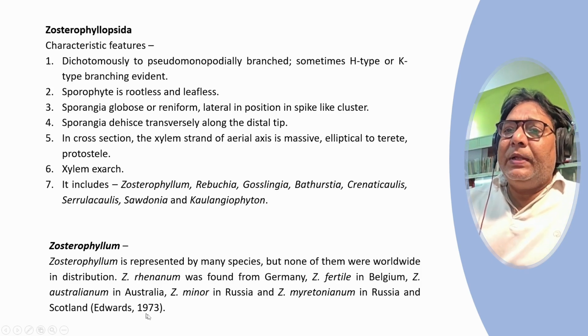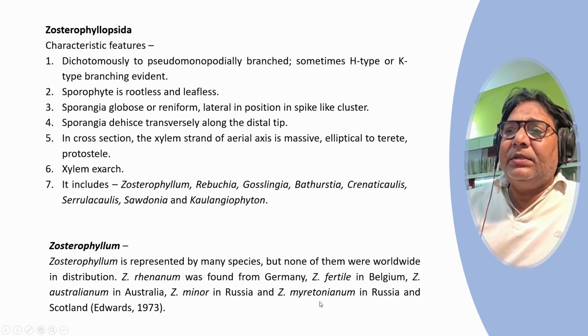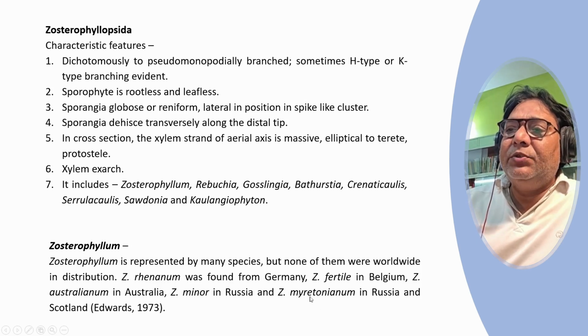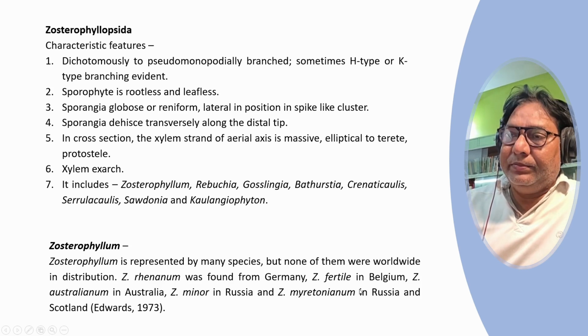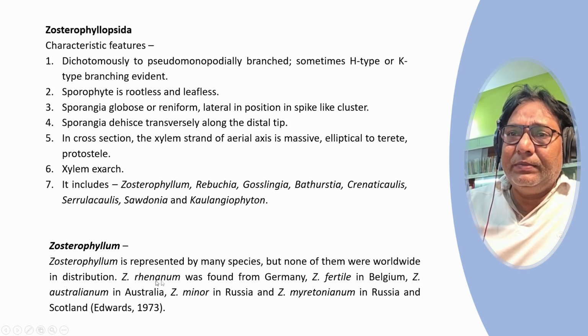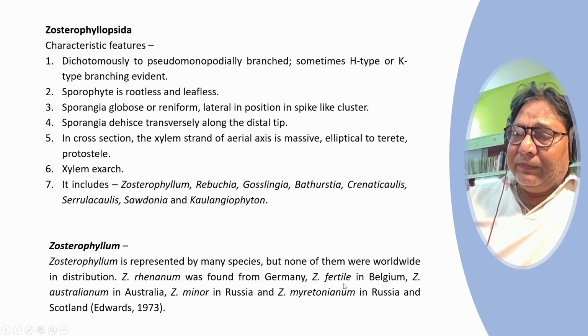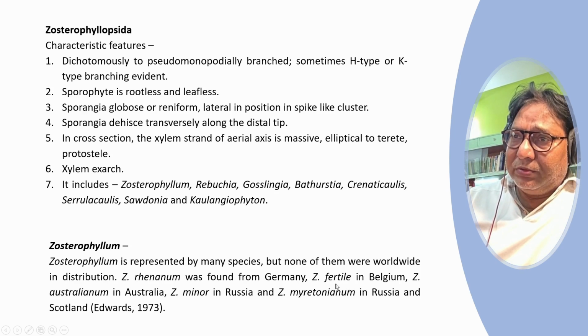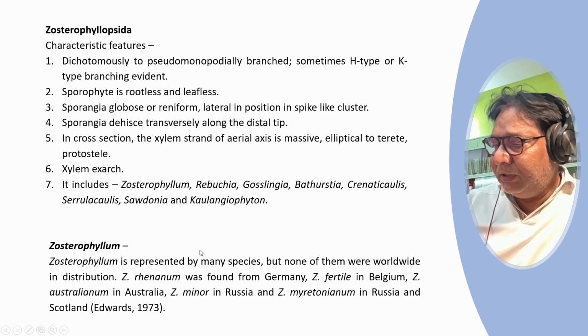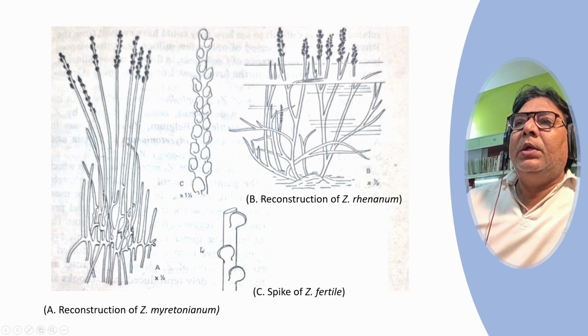So Zosterophyllum, there are many species. As I said, the most important among them is Zosterophyllum myretonianum. This has been studied most. Then Zosterophyllum rhenanum has also been studied quite a bit. Zosterophyllum fertile has been used to understand the fertile spike of the genus. So this is the structure.